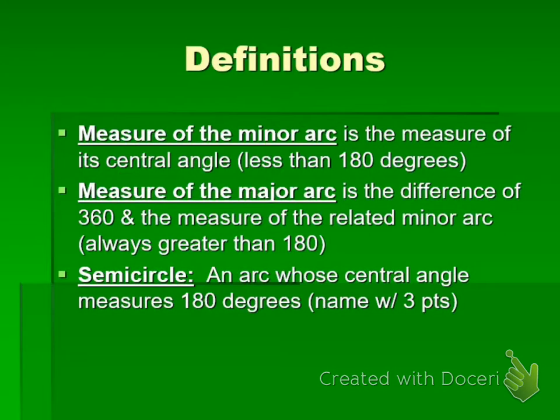All right, next up we've got a few definitions. The measure of the minor arc is the measure of its central angle. As we said before, it would be less than half the circle, so it's got to be less than 180 degrees.